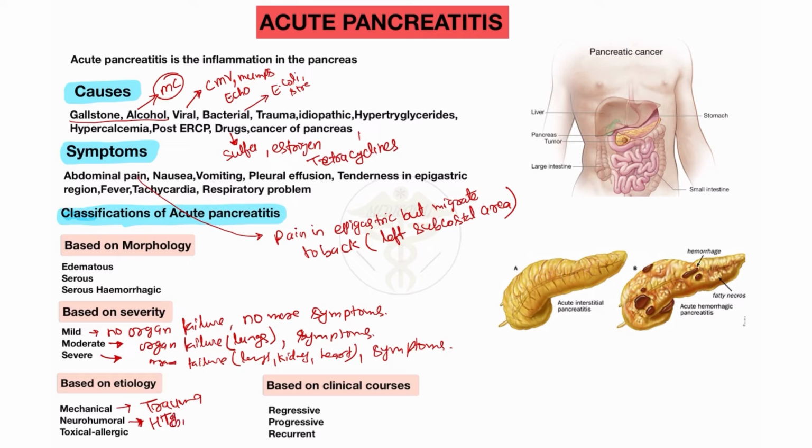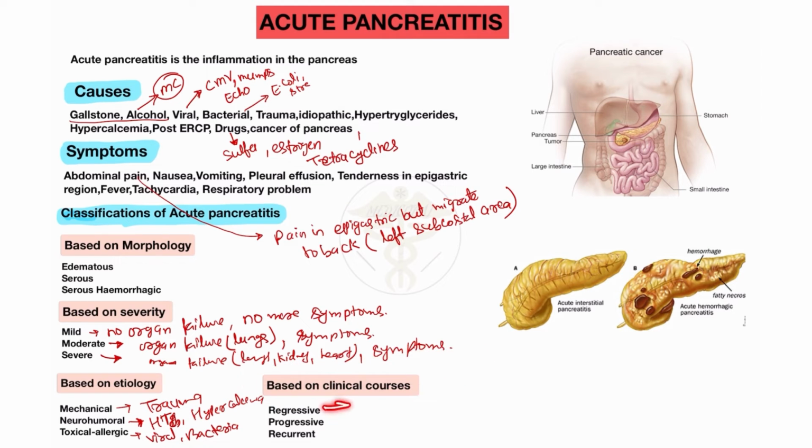hypertriglyceridemia. You will also see the hypercalcemia. So these are all about the neurohumoral type, and different hormones also become imbalanced, like thyroid hormone and parathyroid hormone, in this neurohumoral type of acute pancreatitis. And toxico-allergic, like viral or bacterial infection. Any viral or bacterial infection in the pancreas causes the toxico-allergic type of acute pancreatitis. So these are all based on etiology, or the causes of acute pancreatitis: mechanical, neurohumoral, and toxico-allergic type.